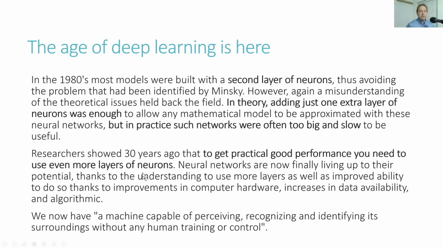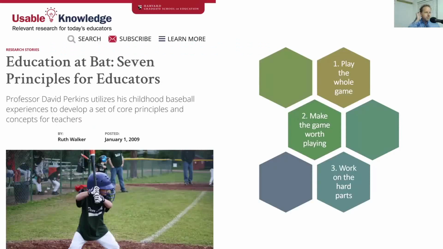So when you add more layers to a neural network, you get deep learning. So deep doesn't mean anything mystical. It just means more layers, more layers than just adding the one extra one. Thanks to that, neural nets are now living up to their potential, as we saw in that what's deep learning good at thing. So we could now say that Rosenblatt was right. We have a machine that's capable of perceiving, recognizing, and identifying its surroundings without any human training or control. That's definitely true. I don't think there's anything controversial about that statement based on the current technology. So we're going to be learning how to do that.